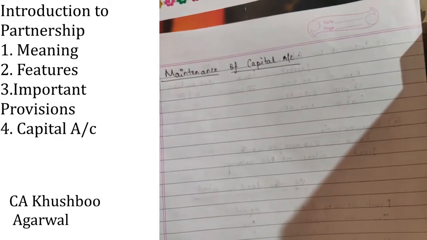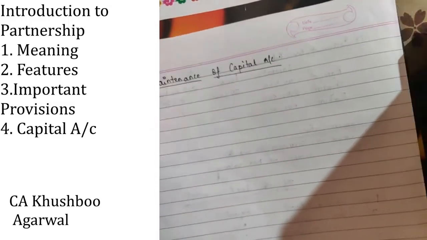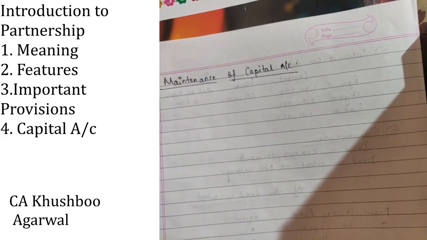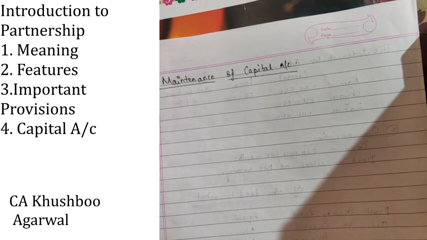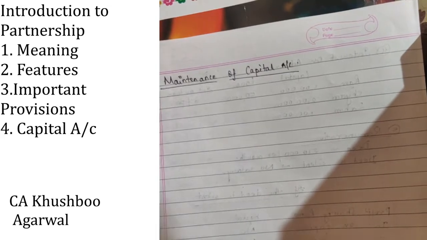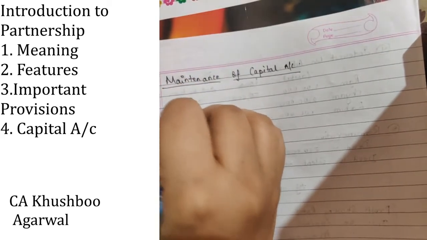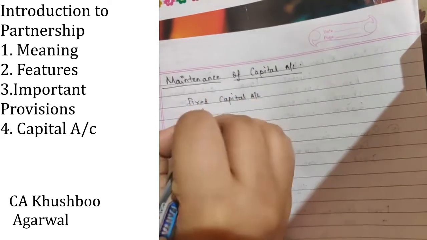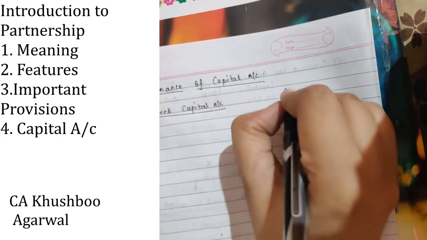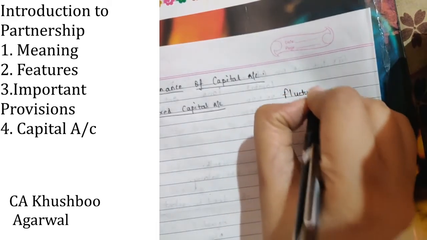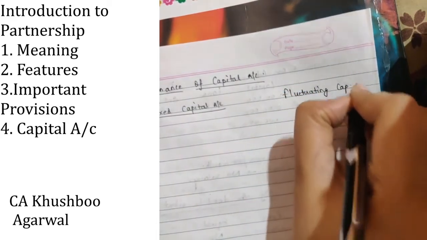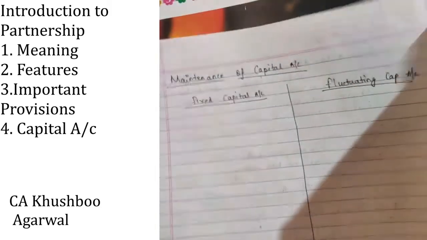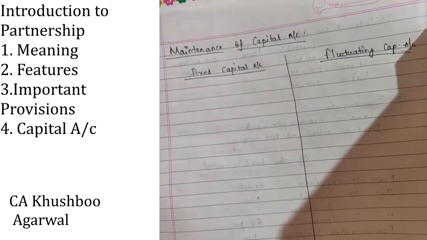We are going to look at the maintenance of the capital account. Each partner is going to contribute some amount as its capital. There are two methods of maintaining the capital account. One is the fixed capital account method, and second is the fluctuating. Now let us look at these two methods in detail.